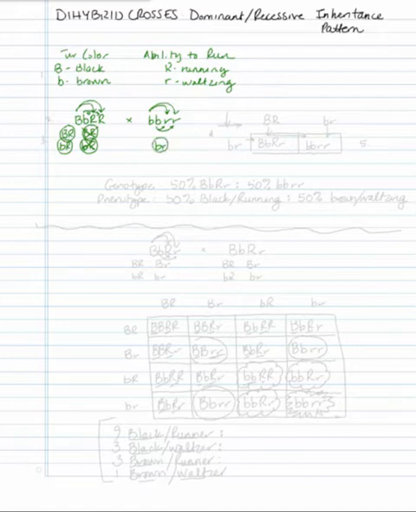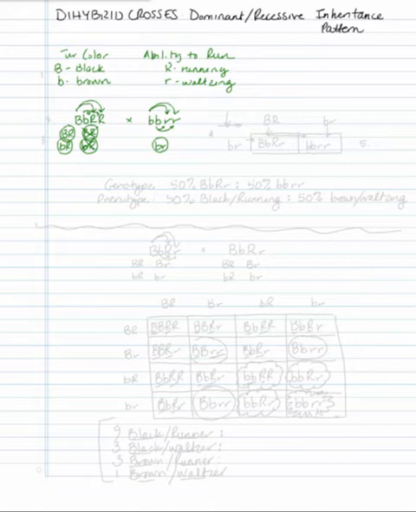When you're doing a dihybrid cross, you want to make sure that the only gametes you are using are the ones that are different, because otherwise you're going to end up maybe making a silly mistake.